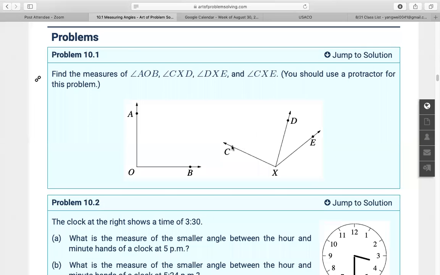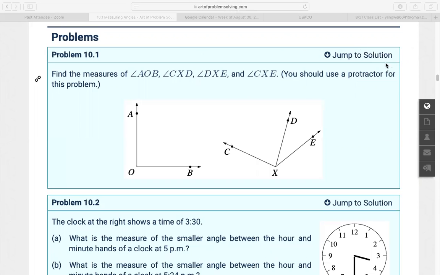Now let's see CXD. How big is angle CXD? Oh, there isn't one in here, one seems to be missing. There never was a round one in there, it was in the other one, apparently. Check if the teacher gave you one.